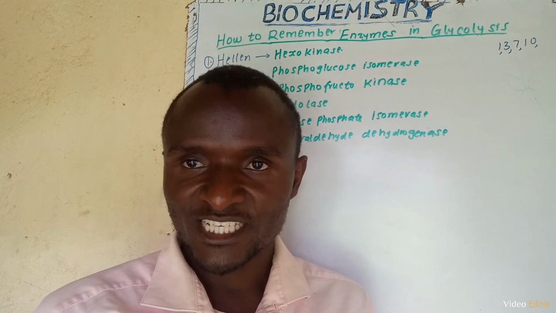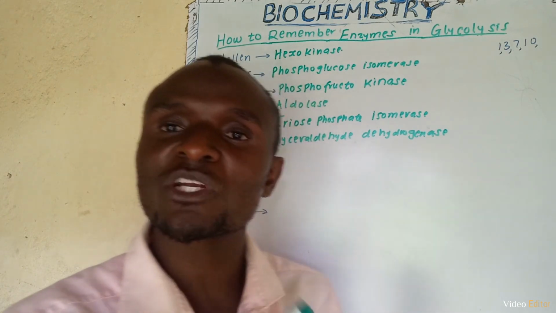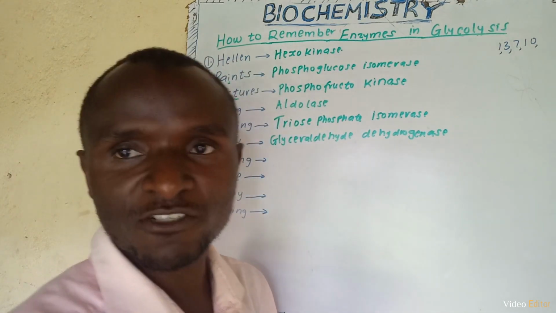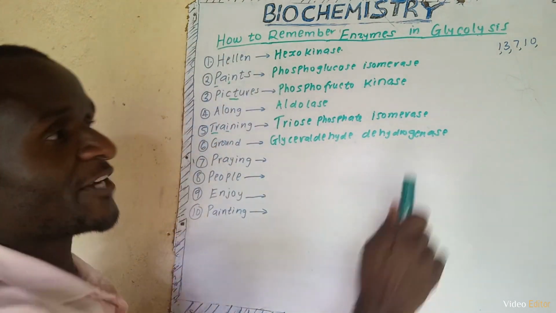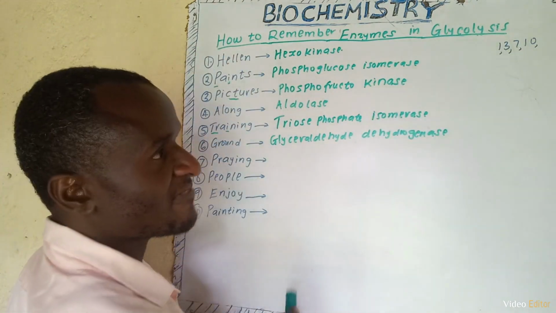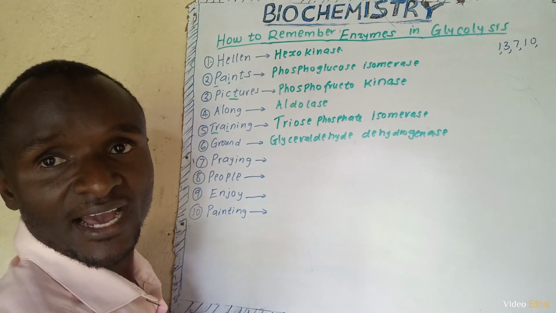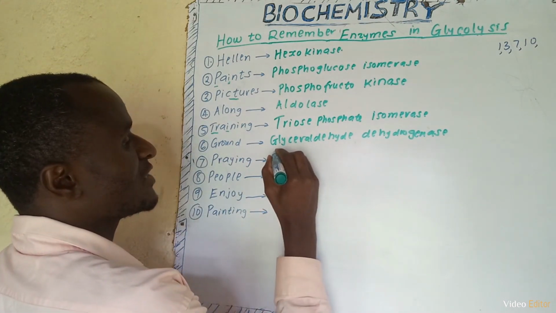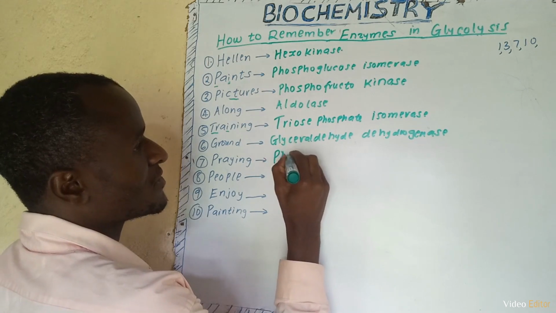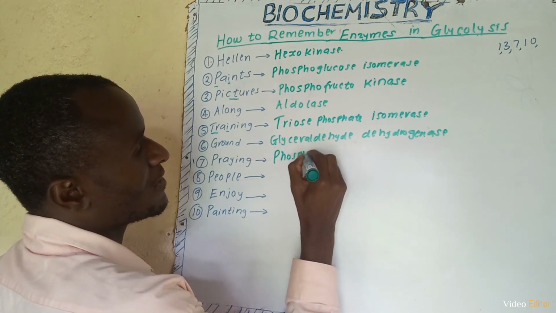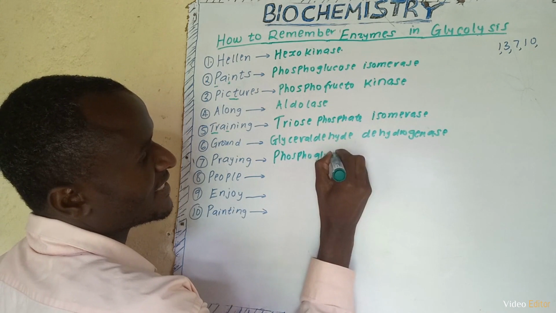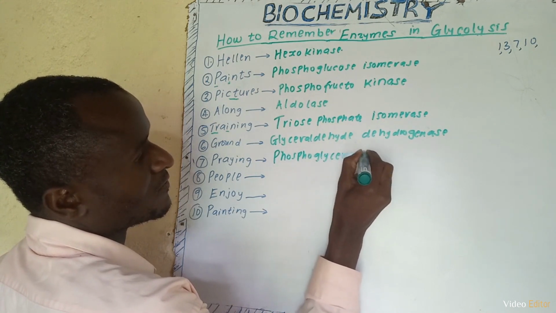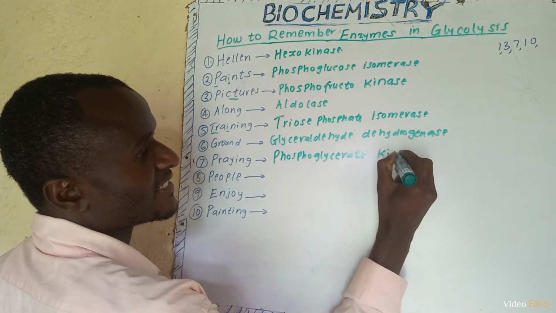We go to the next mnemonic. At this juncture, you need to remember that we are on a phosphoglycerate. And you know that step number 7 is facilitated by a kinase. So our enzyme will be phosphoglycerate kinase.